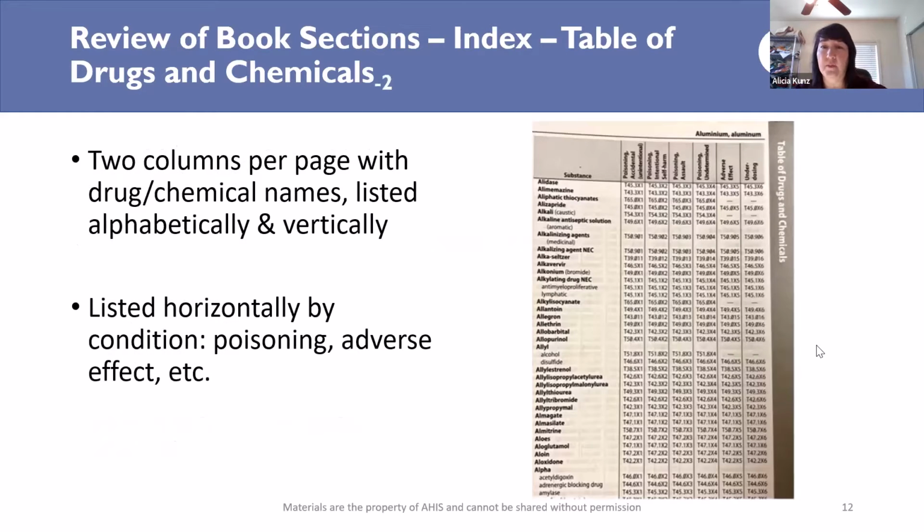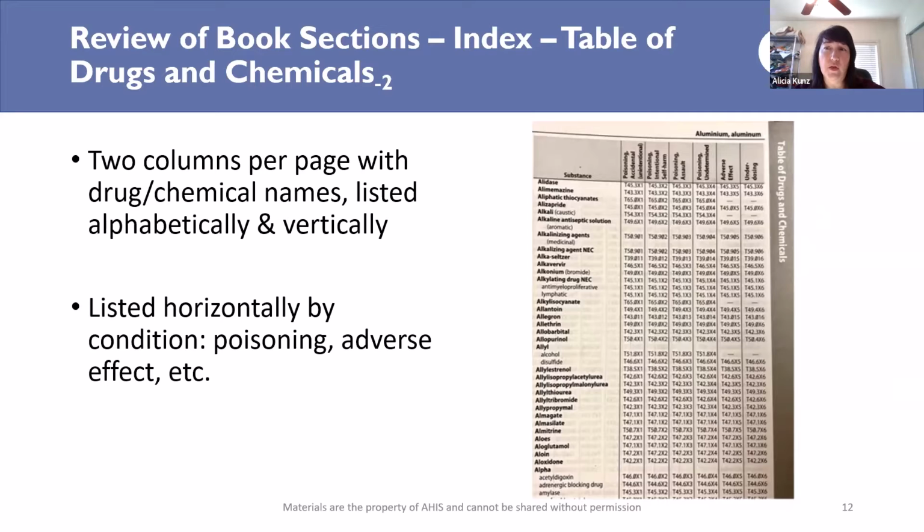So this is how that looks. You'll see your substances going vertically down the page, and going horizontally across the top of the page, you'll see the behavior or what's going on. So for instance, you'll see poisoning accidental. So somebody's taken something accidentally, maybe the pills look the same, that would be one you would use. Poisoning intentional self-harm, poisoning assault, poisoning undetermined, adverse effects, which probably is the most common one you're going to use, and then underdosing.